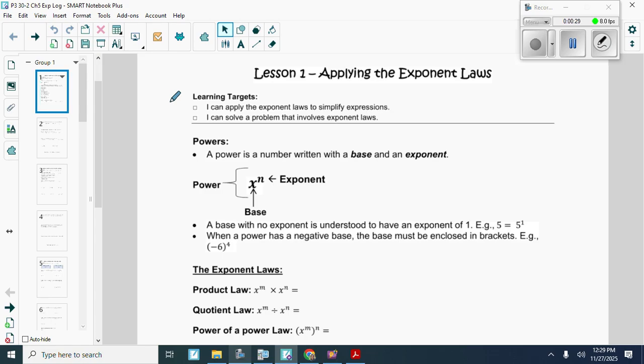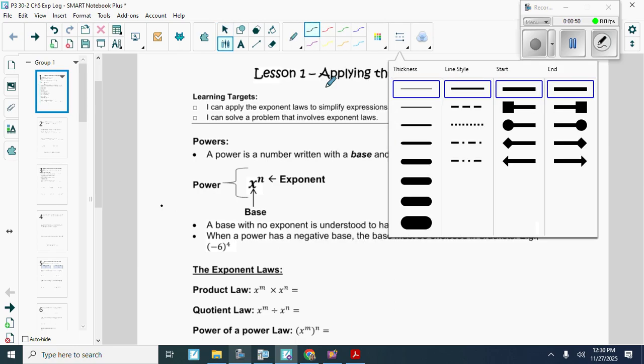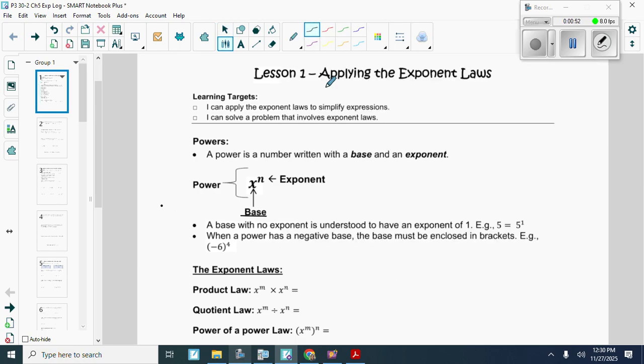same language. Okay, so when we're talking about exponents, that's the little number up on the side. The whole thing is called a power. So when we're talking about powers, the whole thing is called a power. The number on the bottom is called our base. So we basically have a base and we have our exponent that makes up the power.